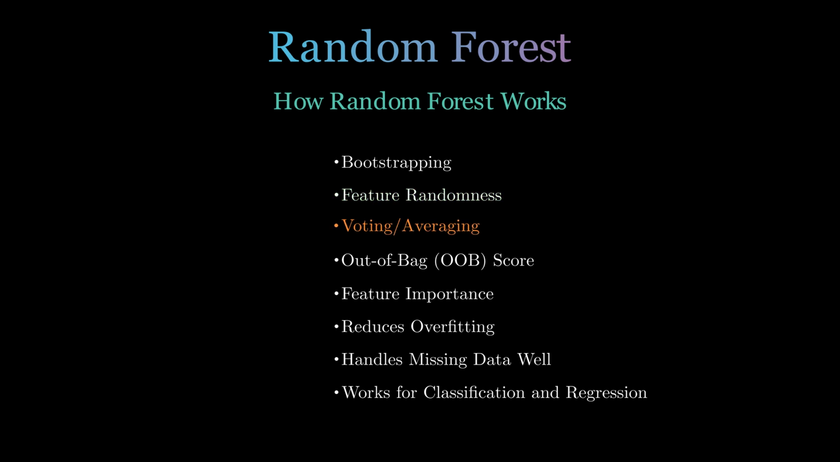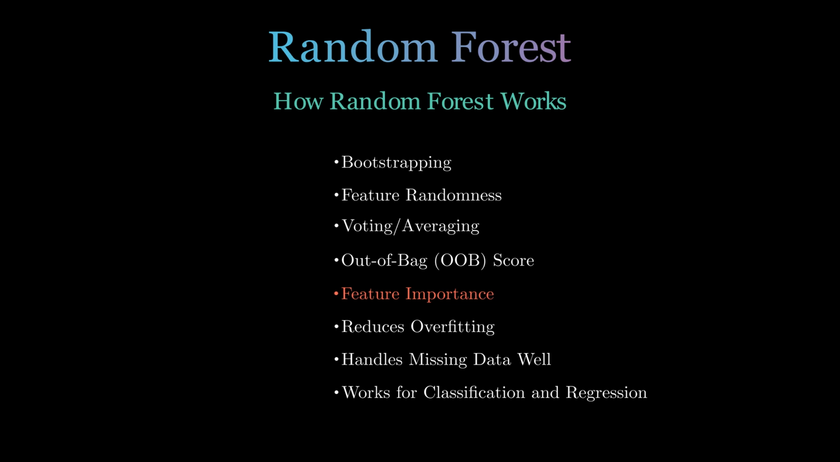Voting and averaging. For classification tasks, the final prediction is the majority vote across all trees. For regression tasks, it's the average of all tree predictions. Out-of-bag score. Each tree is trained on a bootstrapped sample, leaving some data out. These left-out samples are used to calculate an out-of-bag error, giving an unbiased estimate of model performance.